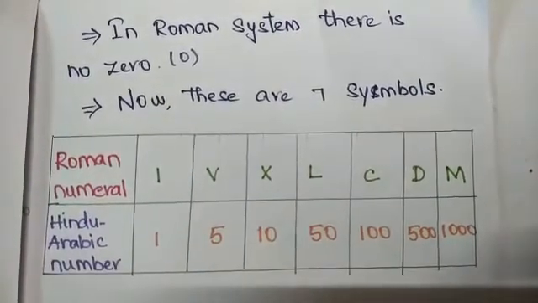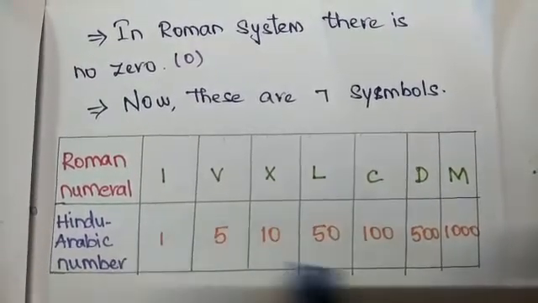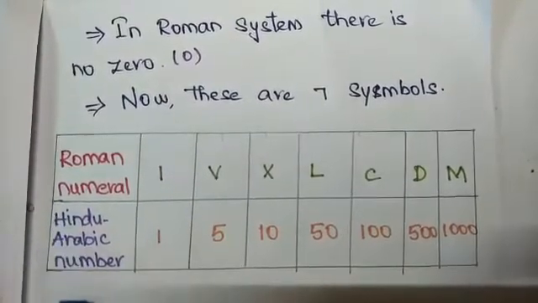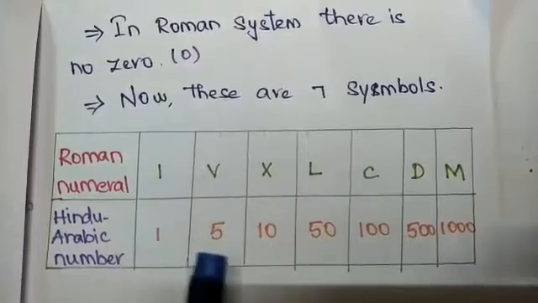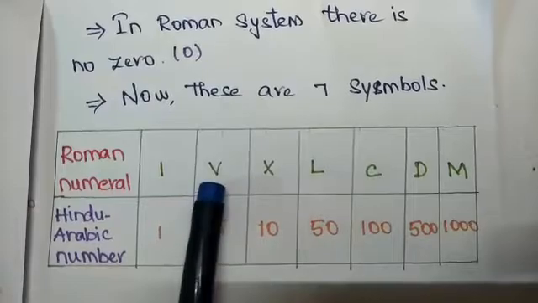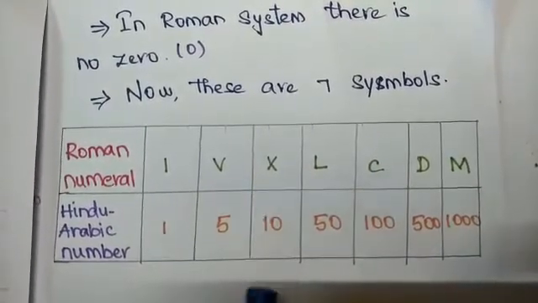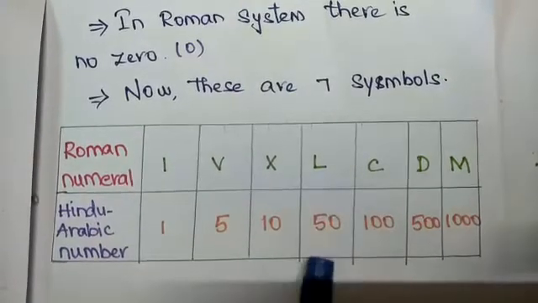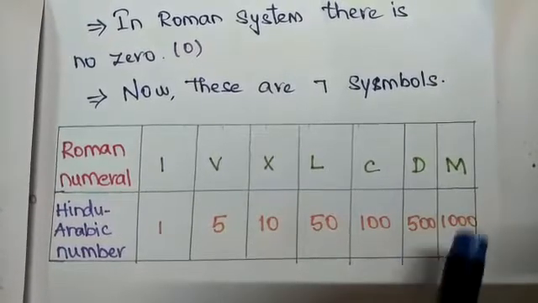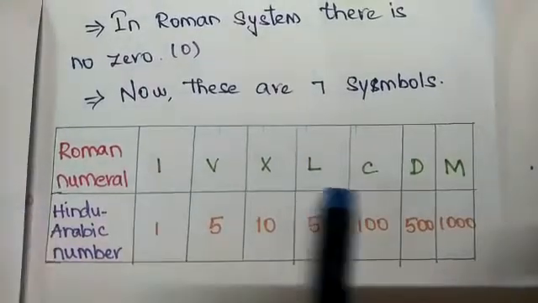Now we are going to see the tabular column. Already you have learnt this in the third standard. Here are the Roman numerals and here is the Indo-Arabic number. This is the Roman numeral I and here it is the number 1. Here it is the Roman numeral V and it is 5. X is for 10 and L is for 50. C is for 100. D is for 500. M is for 1000. So these are the 7 symbols.